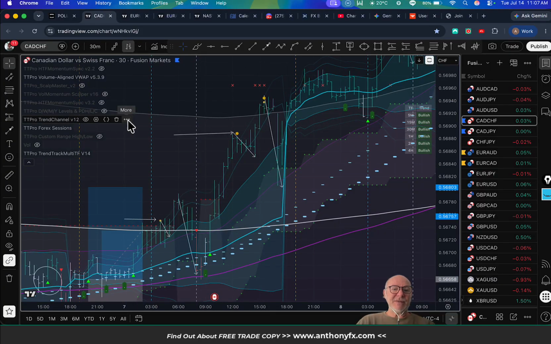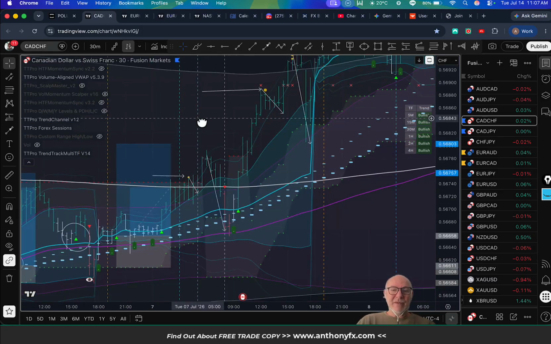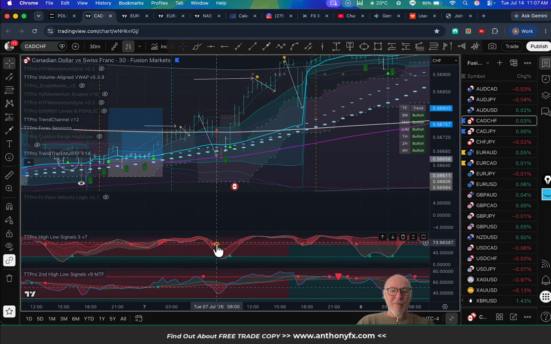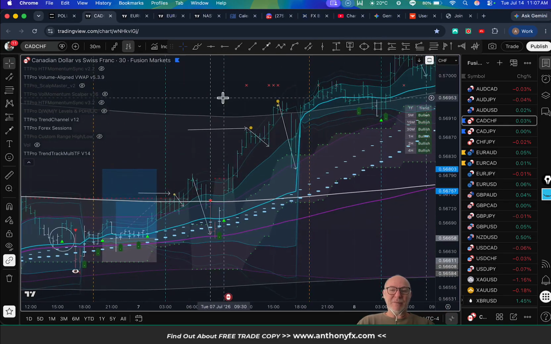And the exit is just this, 3 dots, add alert. Any reversal exit alert, that'll do. Once per bar, create. That gives you the exit. Now we can go further with this. There's these as well. That's an exit. That's an exit. Okay, but keep it simple. What I've covered in this video is easy and simple to follow.